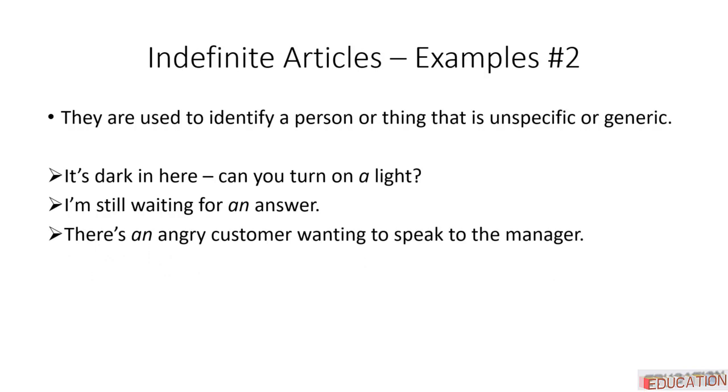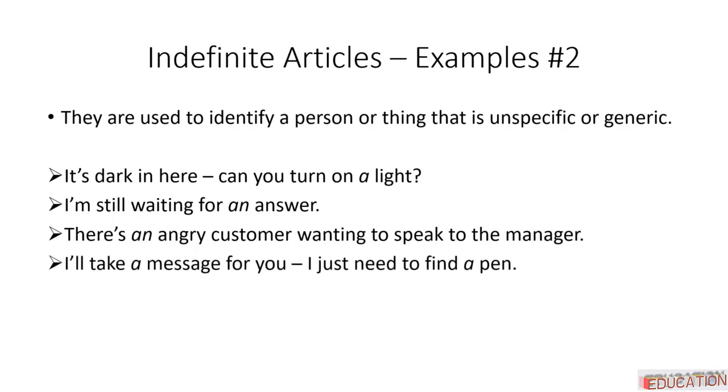There's an angry customer wanting to speak to the manager. Now here we have indefinite and definite articles. So there's an angry customer is indefinite. We don't really know who it is or what their problem is, but they want to speak to the manager. And in that shop, there's presumably only one manager. I'll take a message for you. I just need to find a pen. So I don't know what the message is. It's unspecified. And I don't care which pen. It's generic. So here we have a sentence with both cases.